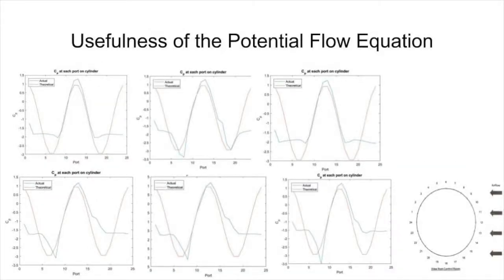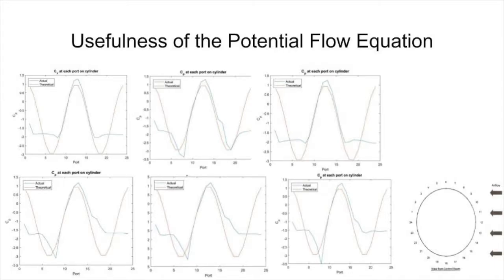In the previous slide, we talked about how inviscid flow was an assumption made to derive the potential flow equation. Because of this assumption, the usefulness of the potential flow equation in predicting the coefficient of pressure depends on where we apply it on the cylinder. Applied in regions where viscous forces are low, the equation describes experimental data very well. Applied in viscous regions, the exact opposite occurs.